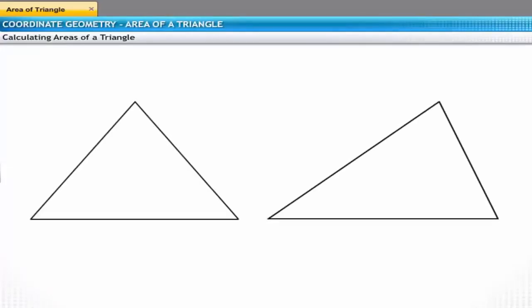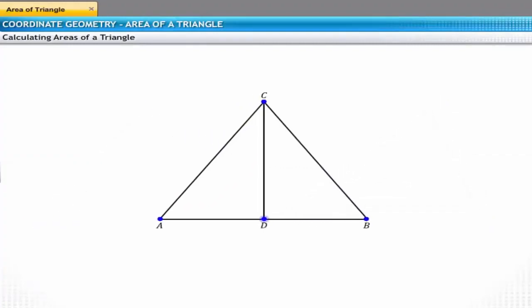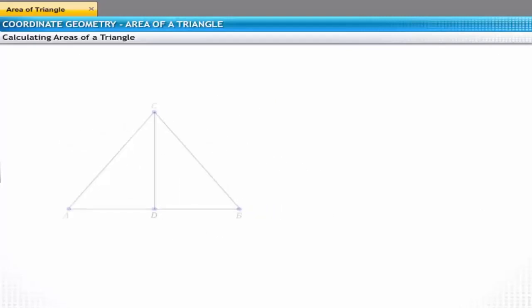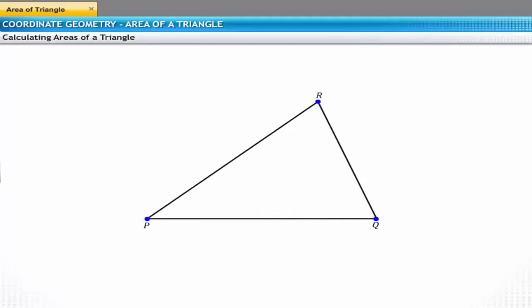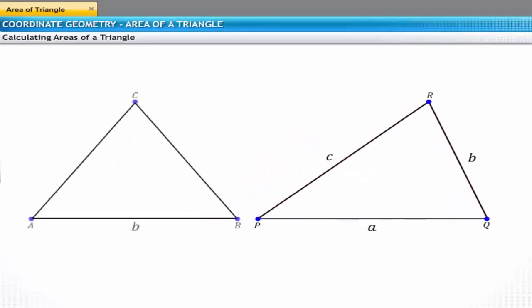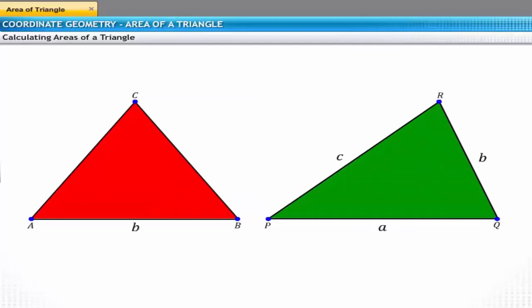Here are two triangles, triangle ABC and triangle PQR. Consider the triangle ABC. The length of the base AB and the corresponding height CD are given. Next, consider the triangle PQR. Here the length of the sides PQ, QR and PR are given. How will you find the areas of these two triangles?